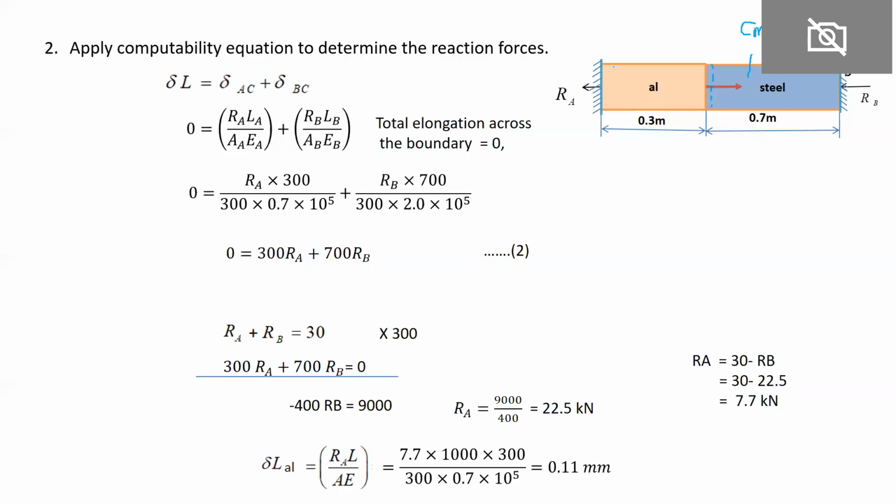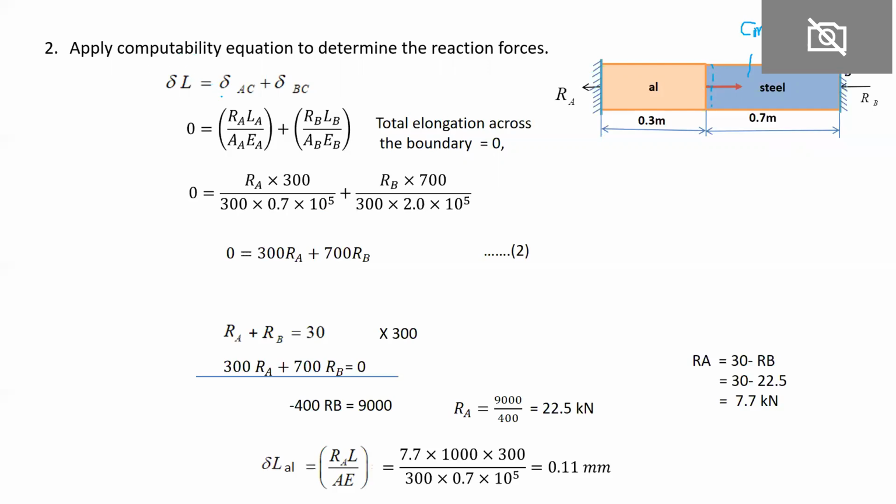So this is the one compatibility. By looking at the configuration, we can assume that this has one compatibility. So the amount of decrease in length is equal to the amount of increase in length. By using this, we can write the compatibility equation. That is delta L, the total change in length, because this is rigid. So the total change in length is equal to 0, though they have undergone independent deformations.